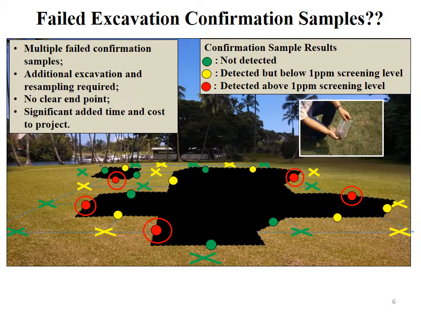Not too surprisingly, some of the confirmation samples that we thought should be in clean areas come up hot or above our screening level. So the next step, we excavate these areas, so additional over excavation, collect additional confirmation samples, and then see what you get. And as many of you I'm sure know, this can go on and on, again with no clear endpoint in sight.